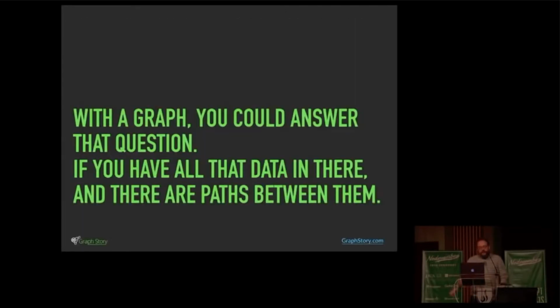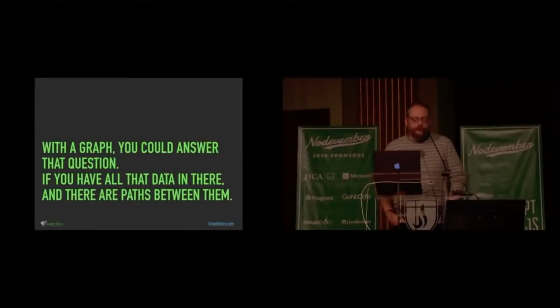Now with a graph, you could answer that question. If you have all that data somewhere in there, and there's some kind of paths between those things, you could answer that question. You don't need to know that was the question you're going to answer. So you can say, okay, we know this person, we know what state they live in, we know if they have a criminal record, one way or another. You think they don't know, they totally know.